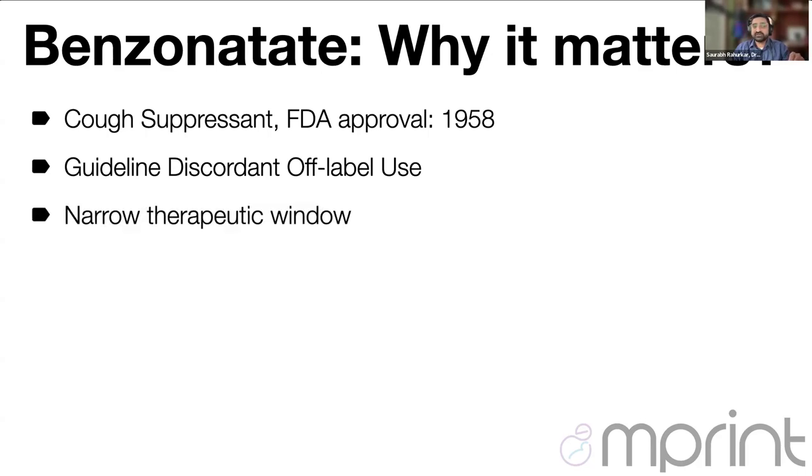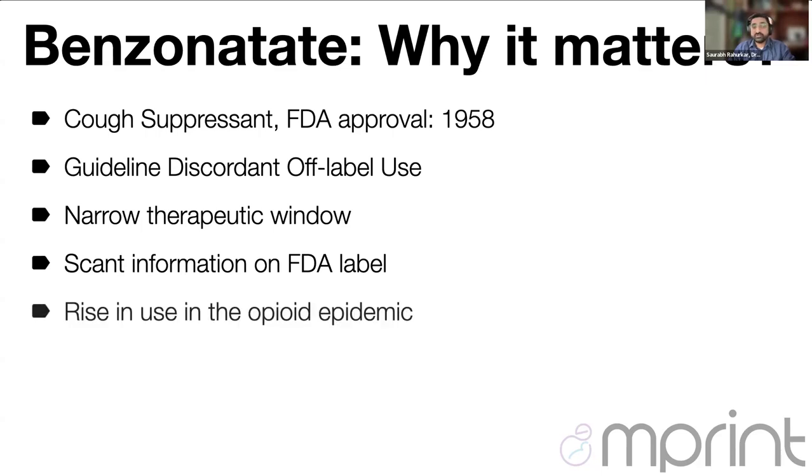Benzonatate also has a very narrow therapeutic window, meaning the difference between a therapeutic dose and a toxic one is small. That's risky in any population, especially in kids. The FDA drug label data also has very limited information, especially in the pediatric context. So as far as contraindications go, the only contraindication the FDA drug label has for benzonatate is hypersensitivity. There are some warnings for pediatric use, but the label does not itself contraindicate use in pediatric populations. And like I said before, the use has increased in the wake of the opioid epidemic, where clinicians have tried to pivot away from narcotics, and then they have zeroed in on benzonatate as the antitussive of choice.